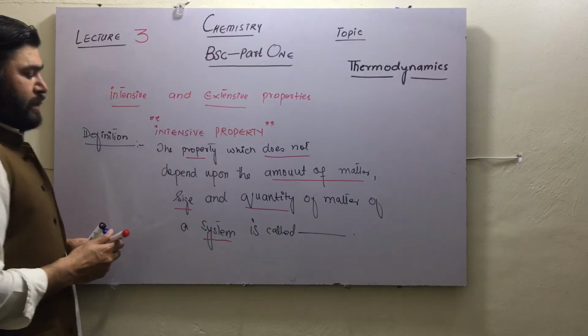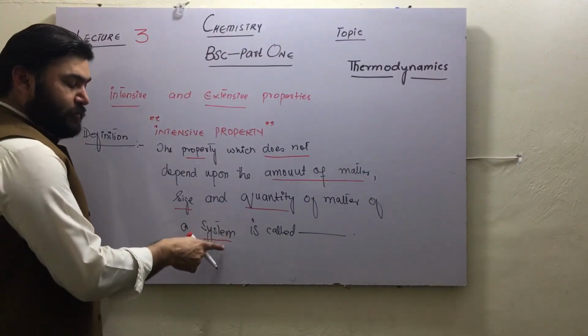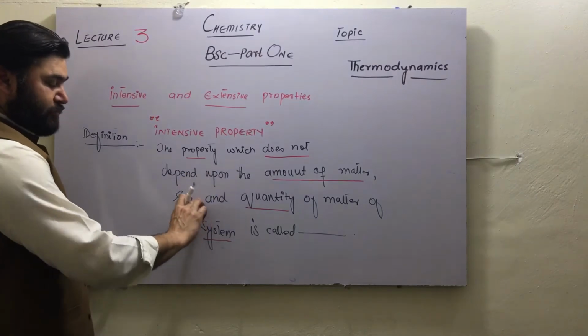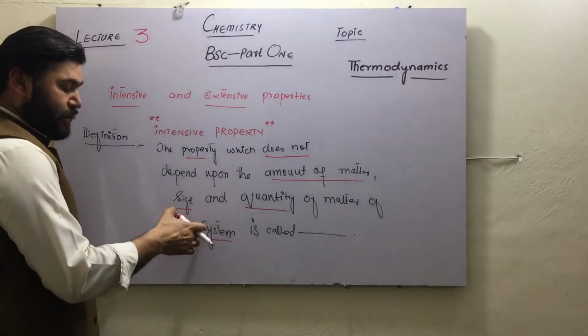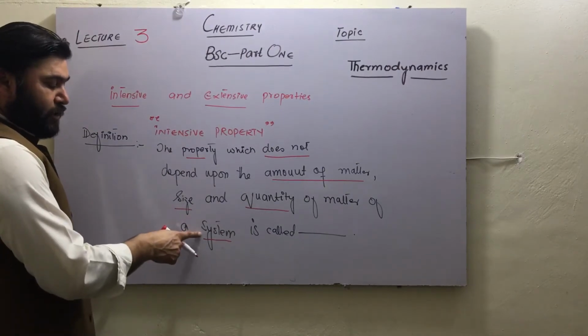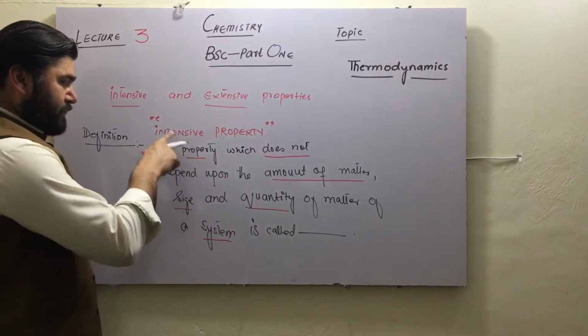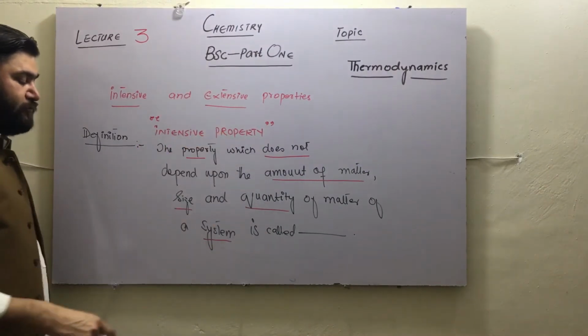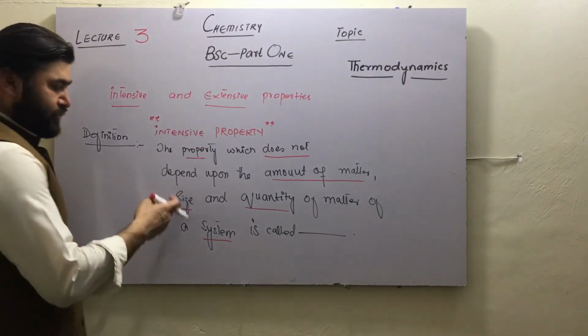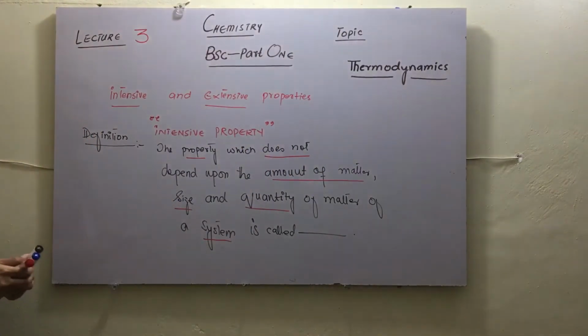system. As I discussed in the previous lecture, what is a system? Any substance which is under observation and which is under investigation is called a system. Anything under observation or investigation is called a system. So intensive properties are those properties which do not depend upon the size, quantity and amount of matter present in a system.